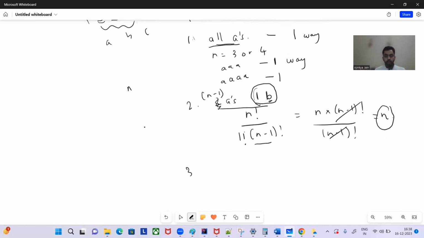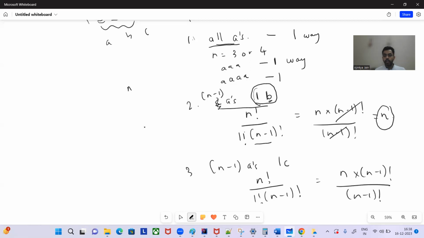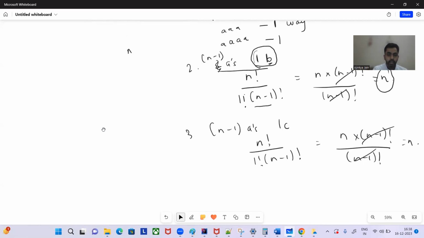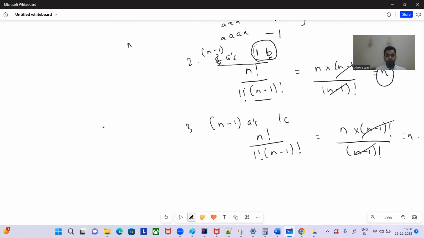Similarly, the third part, n minus 1 A's and 1 C. According to the formula, it will be n factorial over n minus 1 factorial for A and 1 factorial for C. So it will again be n into n minus 1 factorial upon n minus 1 factorial. It will give us n again.